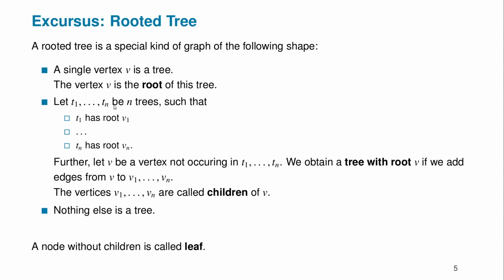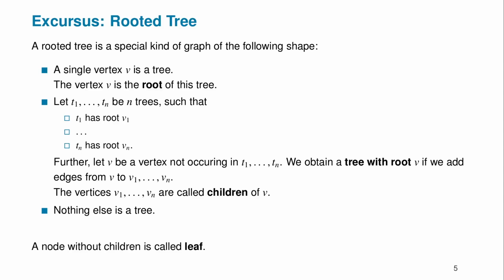If we now have n trees, t1 to tn, and each of them has a root, so t1 has root v1 and tn has root vn, we can combine them to a new tree. Let's take a fresh vertex, which does not occur in any other tree, and we make this fresh vertex the root of the tree, and we add edges from this new node to the roots of these smaller trees we have seen before. The vertices which were previously the roots of these smaller trees are now called the children of V, because they're directly connected. And this is how we can define a tree. More details on trees and graphs you will get in discrete structures in case you're studying computer science, or in the math class. But for us, this very simple basic definition is enough.